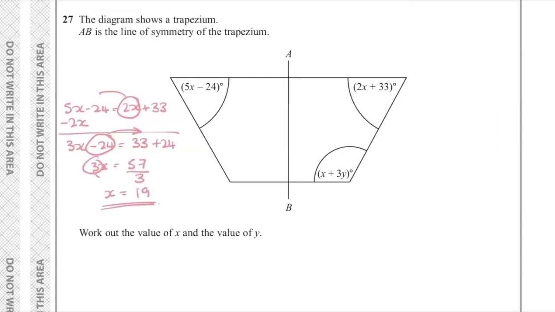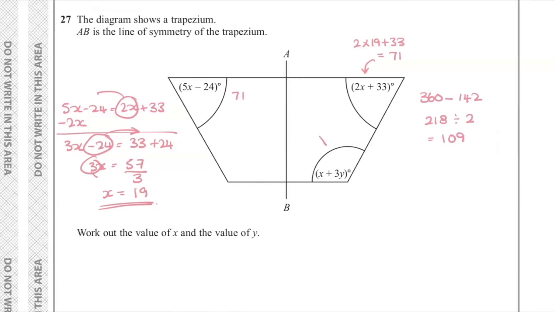So we've worked out that x equals 19. I'm going to put that 19 into this expression so that I can work out the size of that angle. So I know that angle is 71. If that angle is 71, then this angle is 71. 360 degrees in a quadrilateral. Take away your 142 and then divide your 218 by 2 to get 109. So I now know that this angle and this angle is 109.